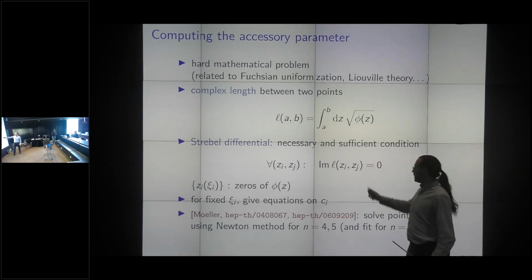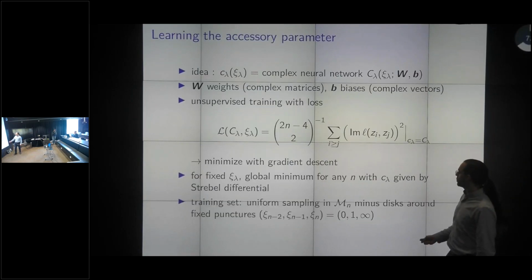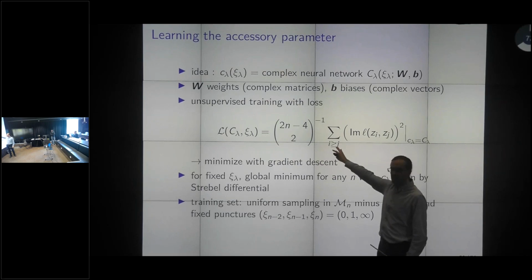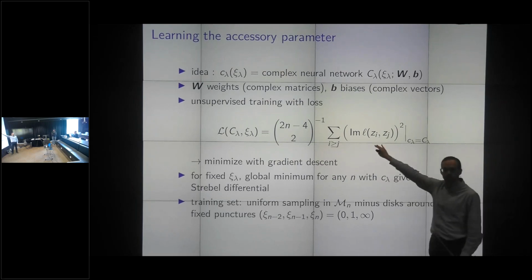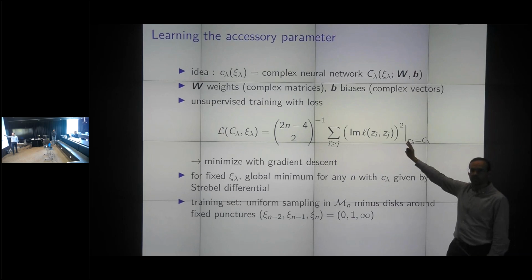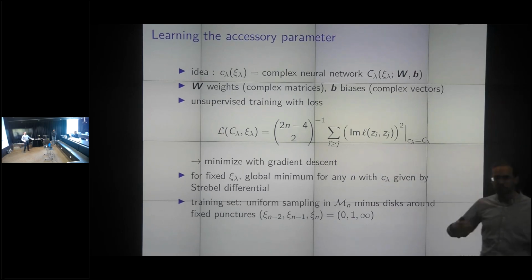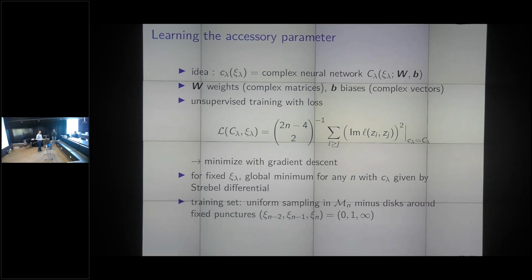So this is what I'm using in my loss condition. Here it's my loss. I just take all possible combinations of pairs of zeros, I take the square, and I sum over all combinations. This I just minimize using standard gradient descent. So it's like supervised learning in the sense that it's more like optimization, but instead of solving point by point, I optimize the neural network. So it's not strictly satisfied. I mean, it's not strictly satisfied, but it gets very close.